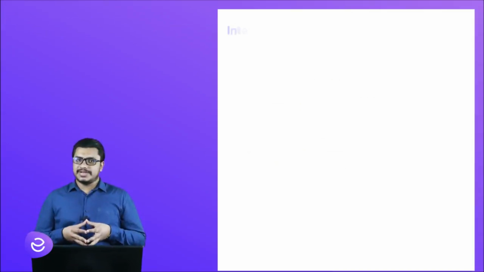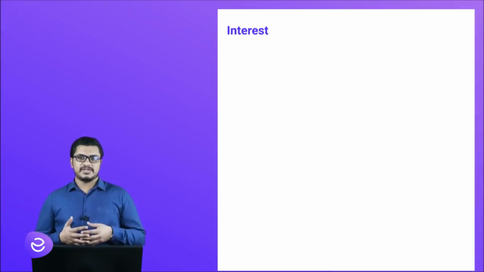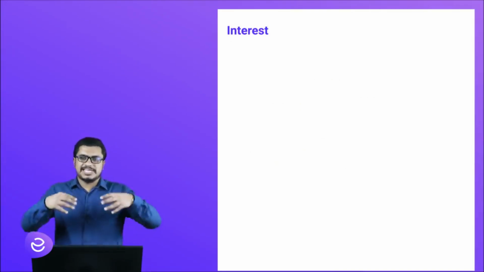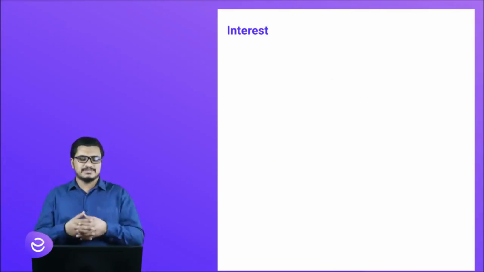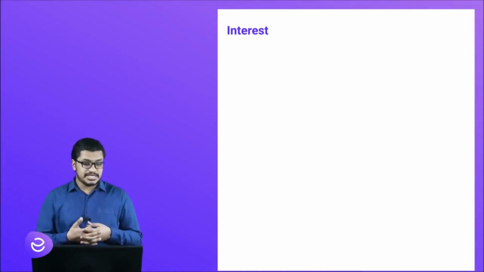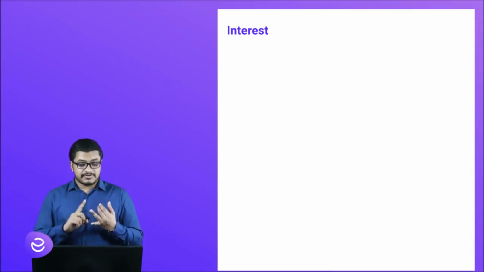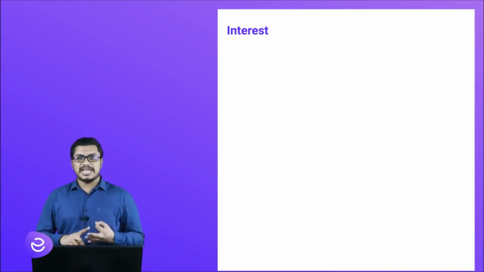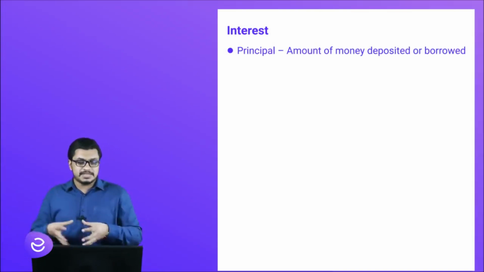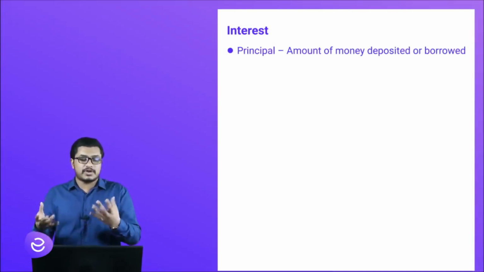The last area we'll be discussing here is interest. Interest consists of simple interest as well as compound interest. We'll be giving you the equation and doing one simple problem. In interest also we have some equations here: principal, rate, time. These are the three concepts. Principal means the amount of money which is deposited in the bank or borrowed from a person or a bank.